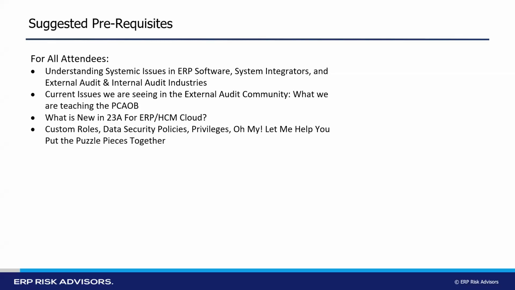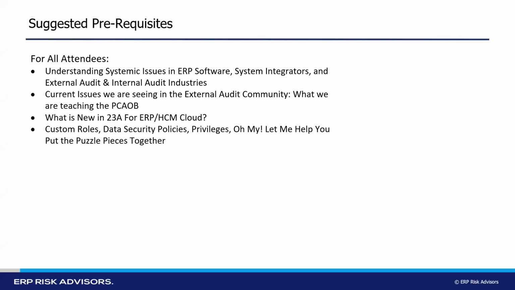The suggested prerequisites would be, first, we recommend the course called Understanding Systemic Issues in the ERP Software, System Integrator, and External Audit and Internal Audit Industries. This helps answer the why questions, when you see why there are sometimes less than optimal implementations of internal controls as it relates to the implementation of an ERP system.